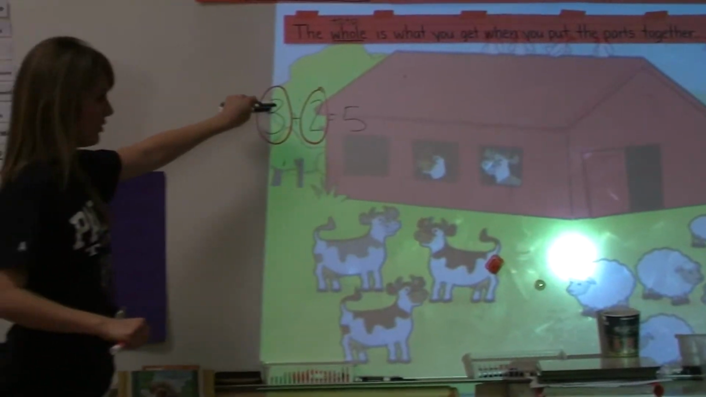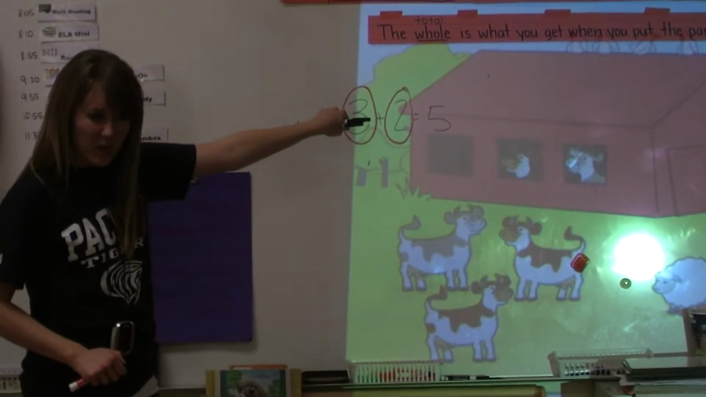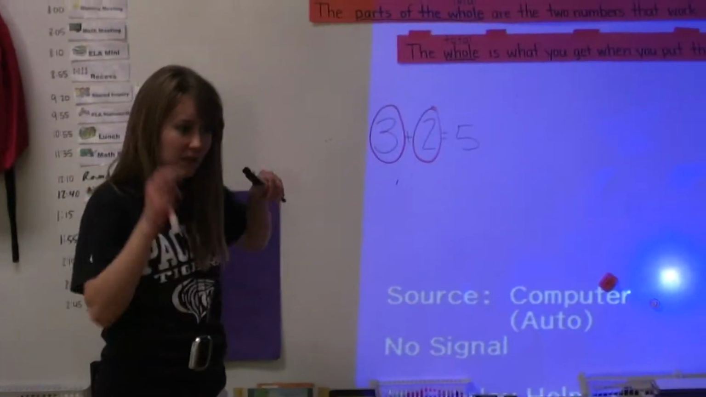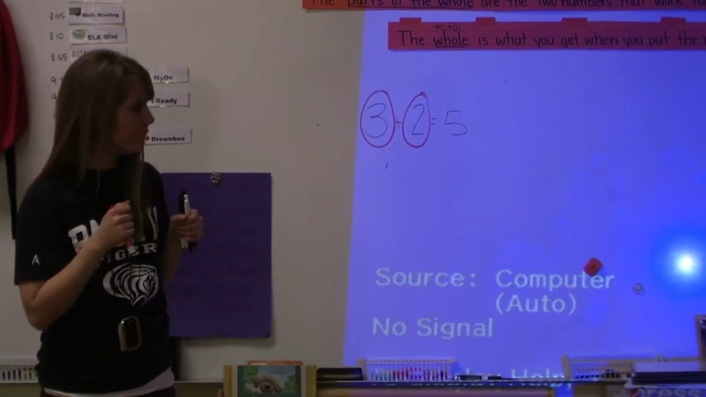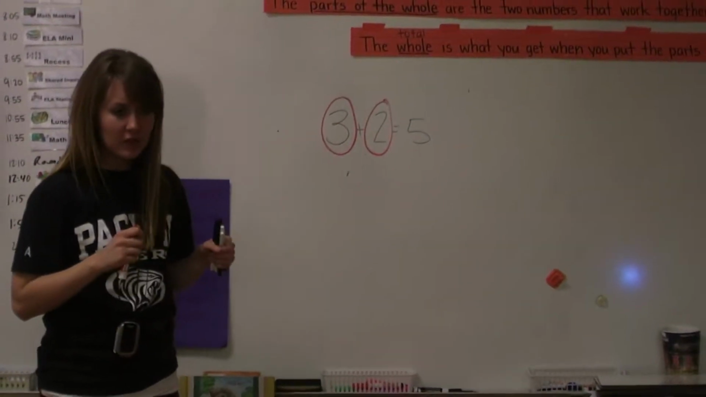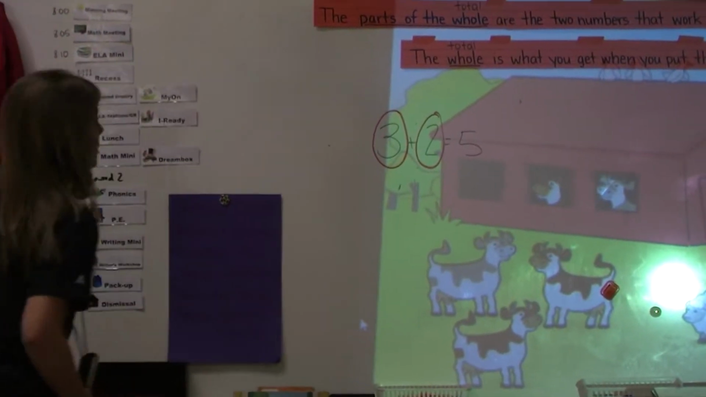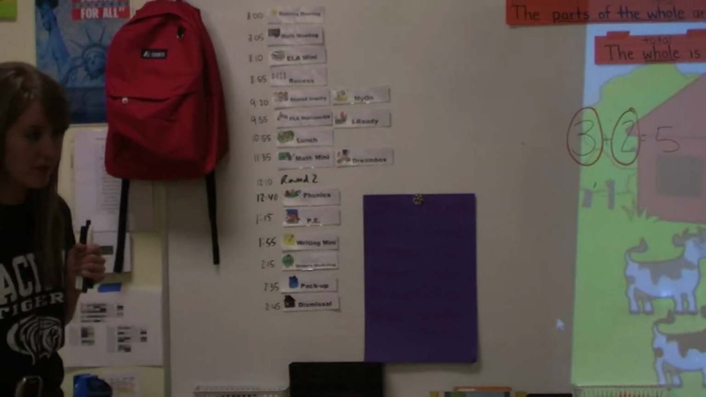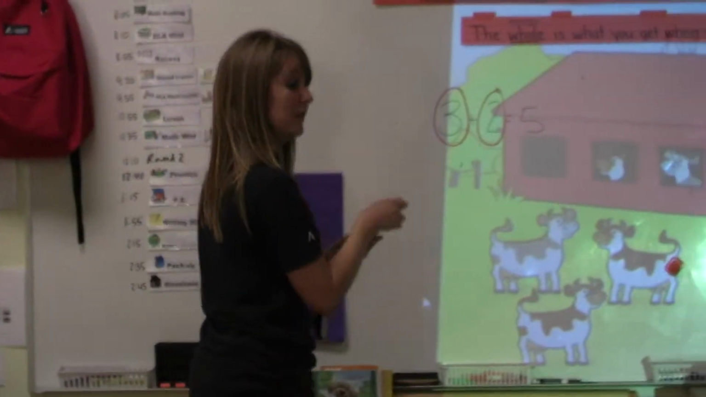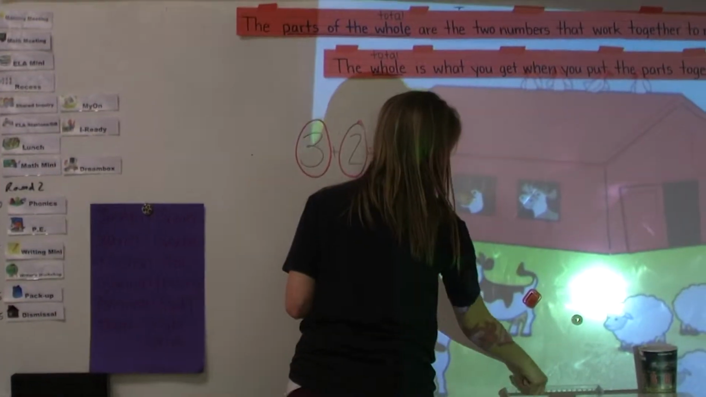So I know what the two parts are. What do you think the whole is? I know these are the two parts. Remember, the whole or the total is what you get when you put the parts together. Alexa? 5. How do you know?